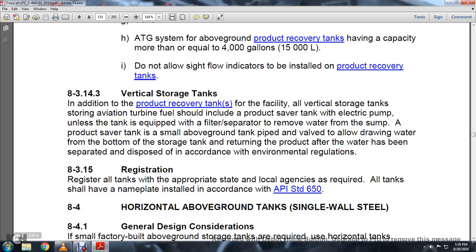8315 Registration. Registration of all tanks with the appropriate state and local agencies is required. All tanks shall have a nameplate installed in accordance with the API standard 650.